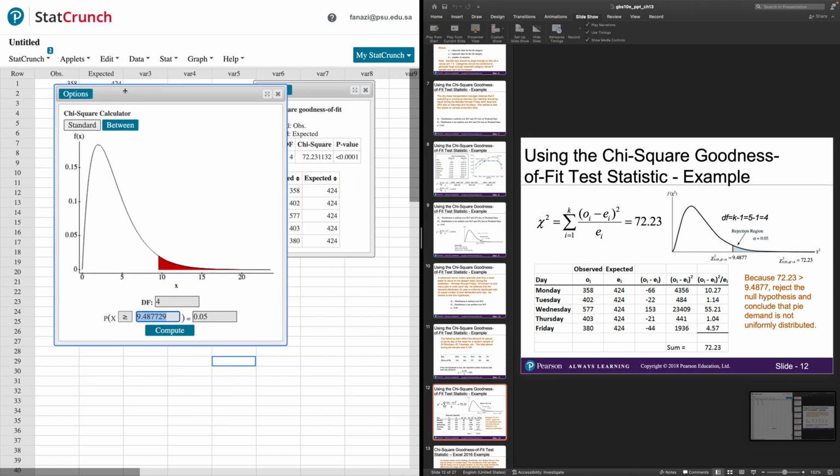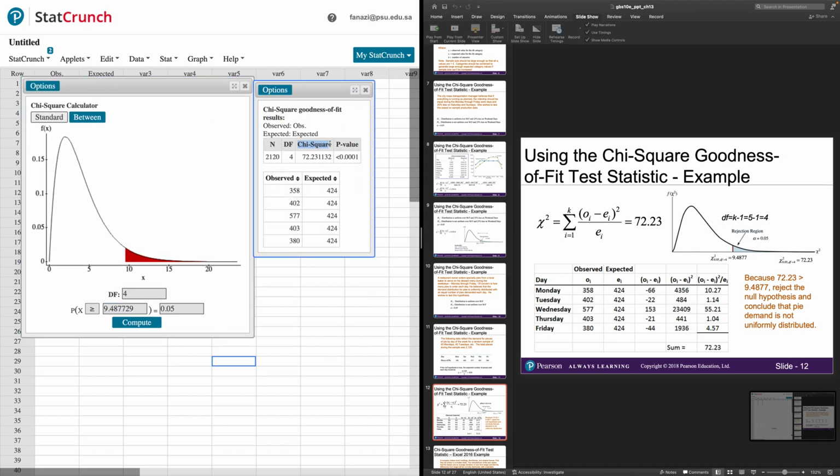And here the chi-square test statistic is 72. Now we can see 72 is extremely larger than 9. So because it's larger than the critical value, we reject the null hypothesis. Also, as I said, we can compare with the p-value. This is the first way.